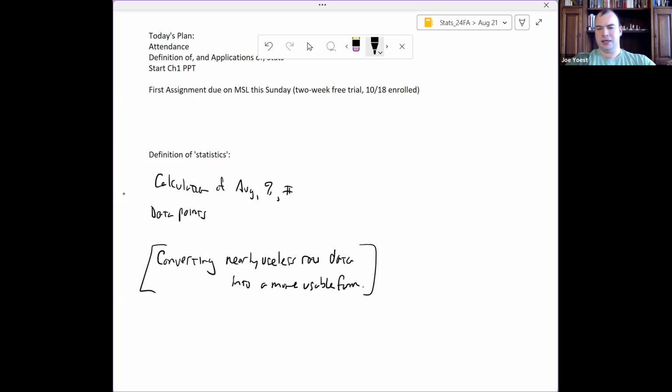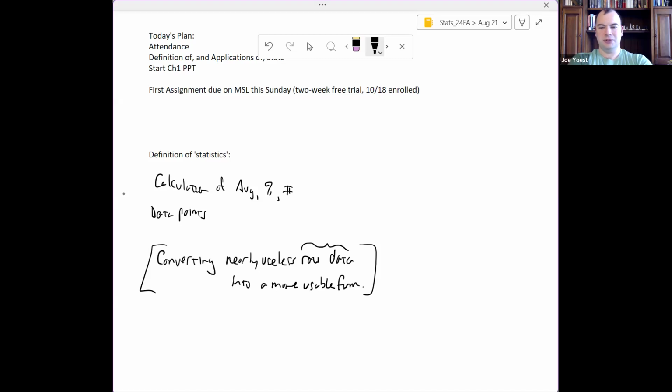So we're taking raw data. Well, what is raw data? We'll think about that in a second, but that's just the data as you initially get it from the real world. Whatever thing in the real world you're interested in, you gather some data regarding that, and that's what you're starting with. And we want to convert it into a more usable form.